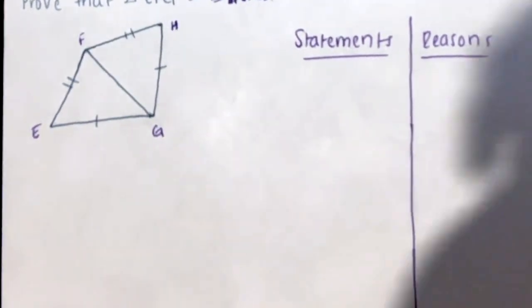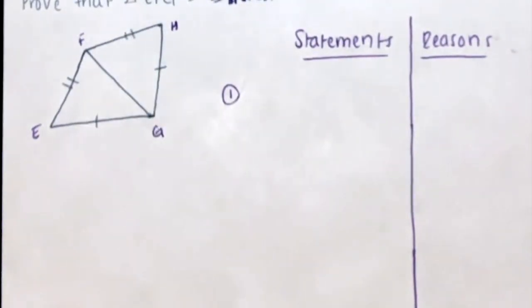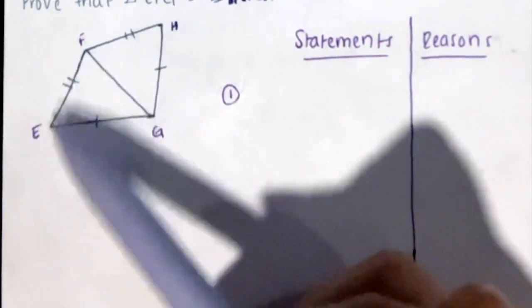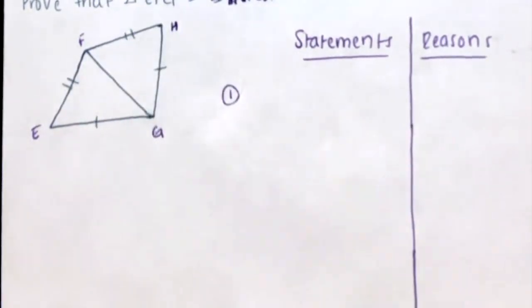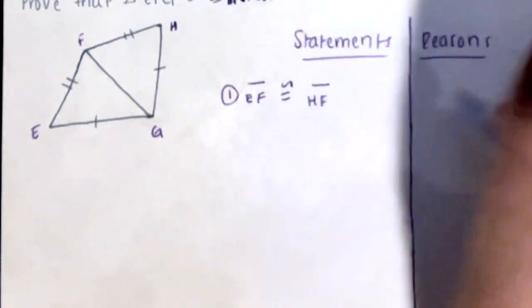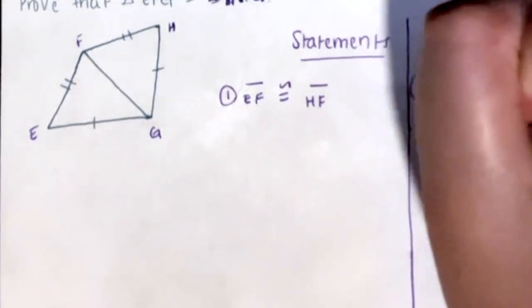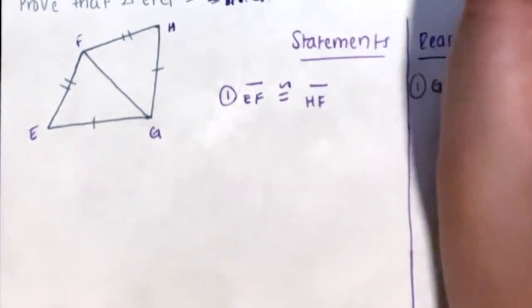So for the first statement, as you can see here, we have which segments are congruent to what. EF is congruent to HF, and that's given to us. So we are going to say that line segment EF is congruent to line segment HF. And that is because, and let's use a different color for this, it's given.